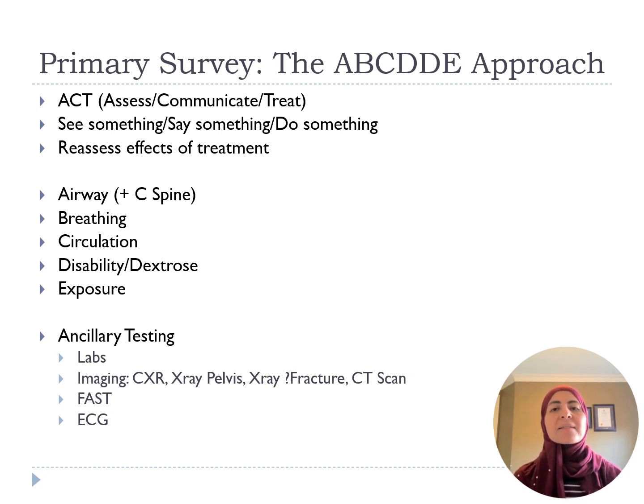This is followed by ancillary testing, such as labs, imaging, including chest x-ray, pelvis x-ray to rule out pelvic fracture in trauma patients, x-rays of deformed or swollen extremities to assess for fracture, FAST exam, which is a bedside ultrasound exam of the heart, looking for pericardial effusion, the lungs, looking for pneumo or hemothorax, and the abdomen, looking for free fluid that may be due to intra-abdominal injury. ECGs can also be done if there's a concern about cardiac arrhythmia or ischemia.